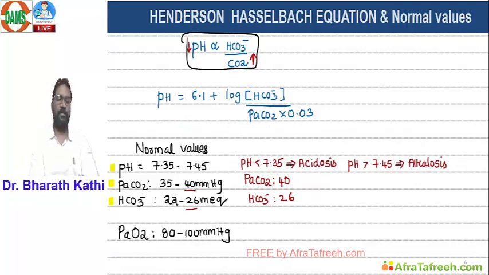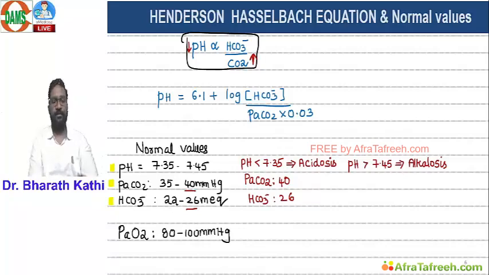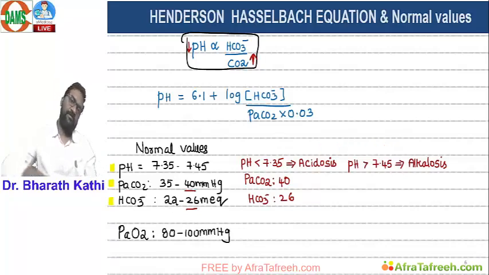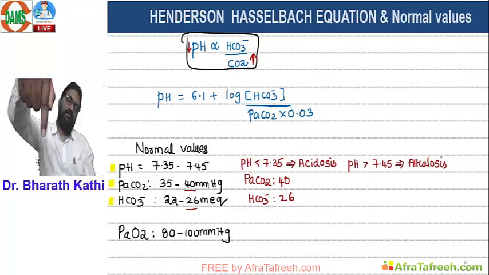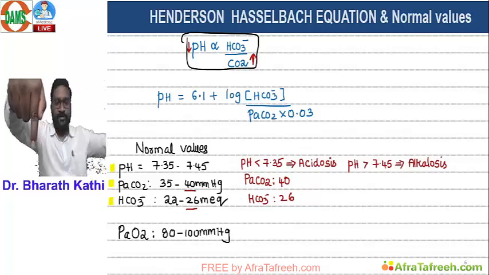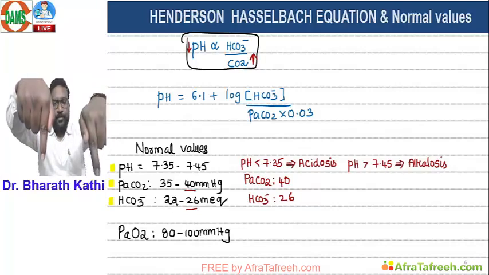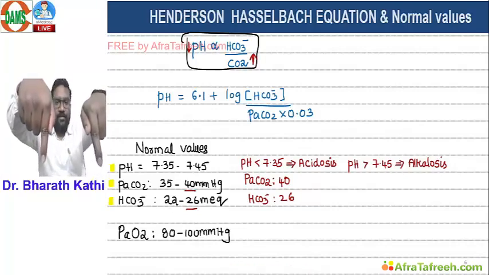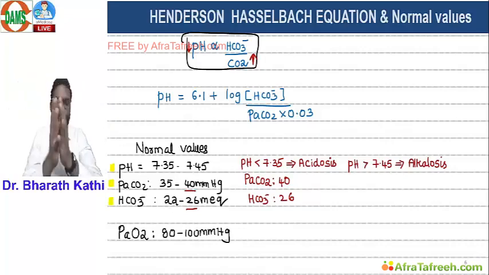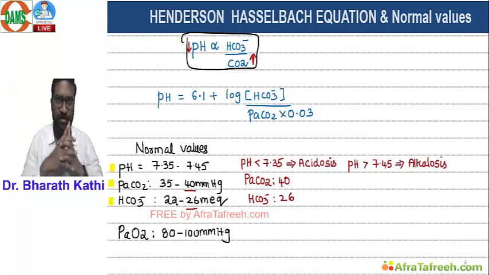Very simple. Another example, there is a patient with diabetic ketoacidosis. Because of accumulation of keto acids, his bicarbonate decreased. If bicarbonate decrease, pH will automatically decrease. This decrease in pH is acidosis. This is due to bicarbonate. It is called as metabolic acidosis.